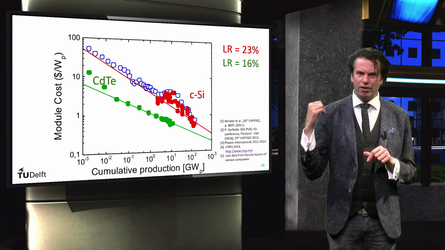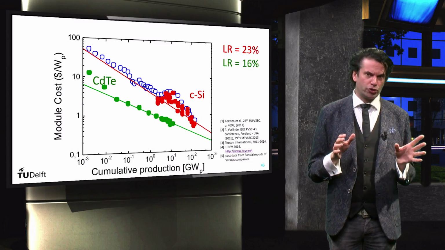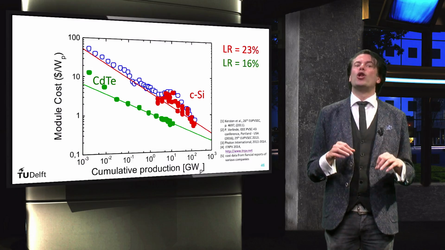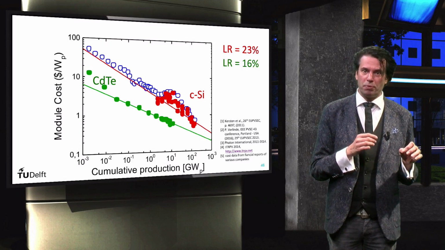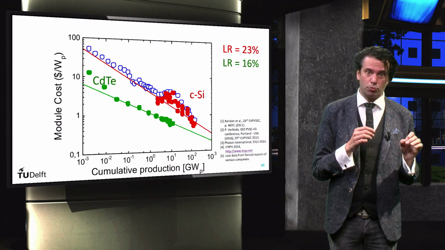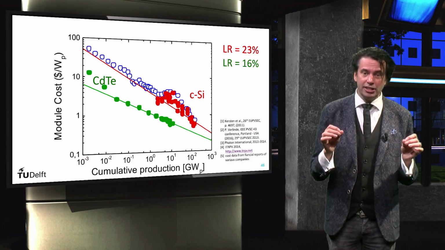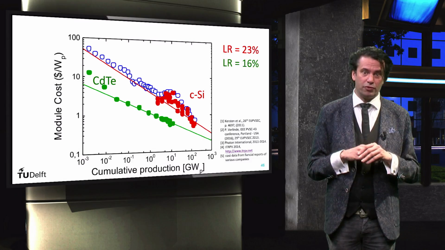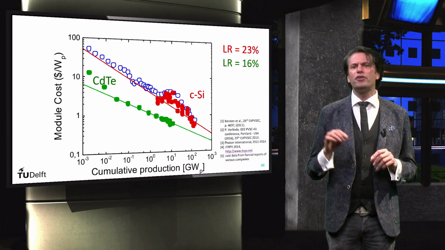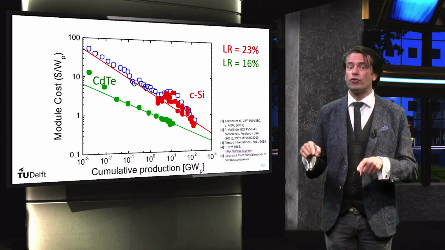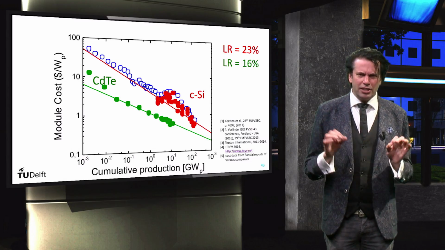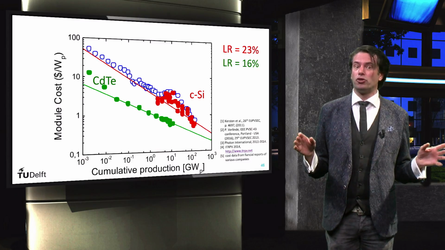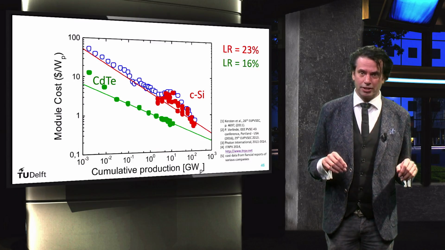If we look at cadmium telluride, the data is from First Solar, by the way, we see that at lower cumulative production, lower cost prices per watt peak are realized at small production volume. This is indeed in line with the second generation PV technology. However, the learning curve is smaller than for crystalline silicon technology. It's only 16%. This does not mean that the cadmium telluride PV technology is inferior to the crystalline silicon technology.